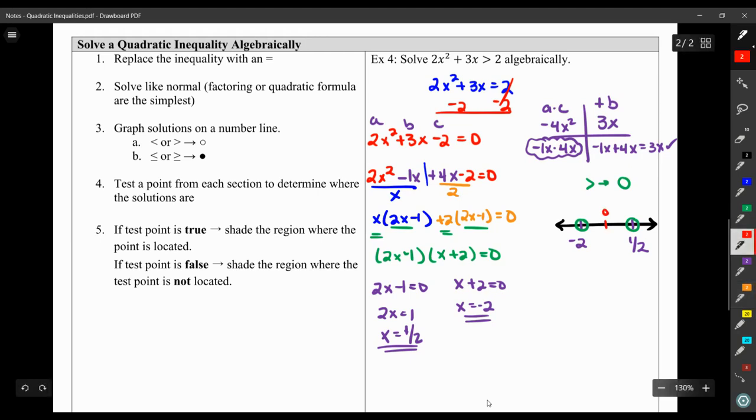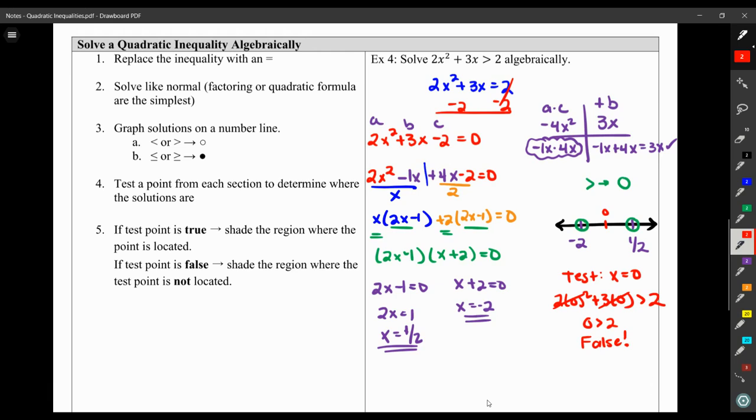The easiest number to test is x equals 0. And in this case, 0 is not one of the boundary points, so I can use x equals 0 to test. So we're going to substitute this in and see if we get something that is true or false. So 2 times 0 squared plus 3 times 0 greater than 2. Well, 2 times 0 squared is just 0. 3 times 0 is 0. So I have 0 greater than 2, which in this case is false. So since 0 is not greater than 2, 0 is not included in the solution.